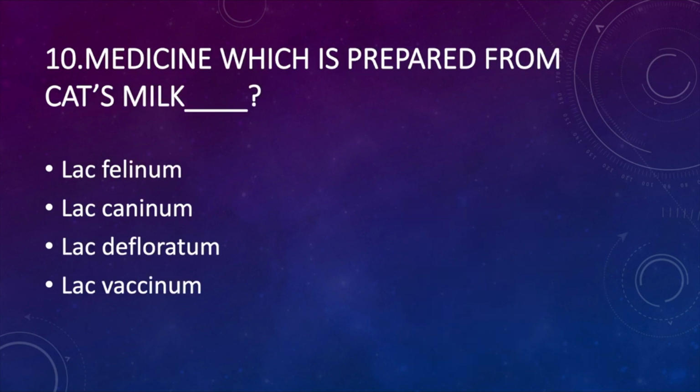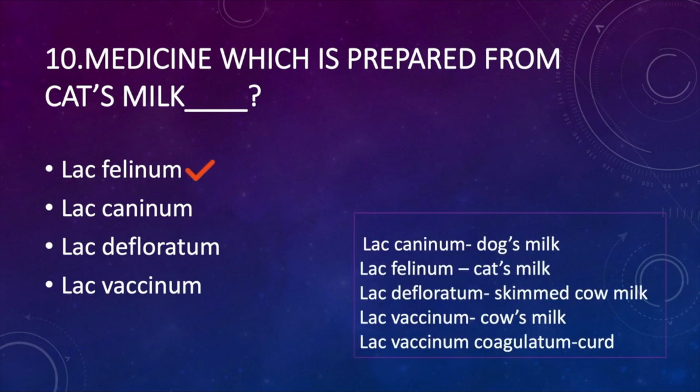Medicine which is prepared from cat's milk. Option A, lac felinum; option B, lac caninum; option C, lac defloratum; option D, lac vaccinum. Answer option A, lac felinum. Lac caninum from dog's milk, lac felinum, cat's milk, lac defloratum from skim cow milk, lac vaccinum, cow's milk, lac vaccinum coagulatum from curd.